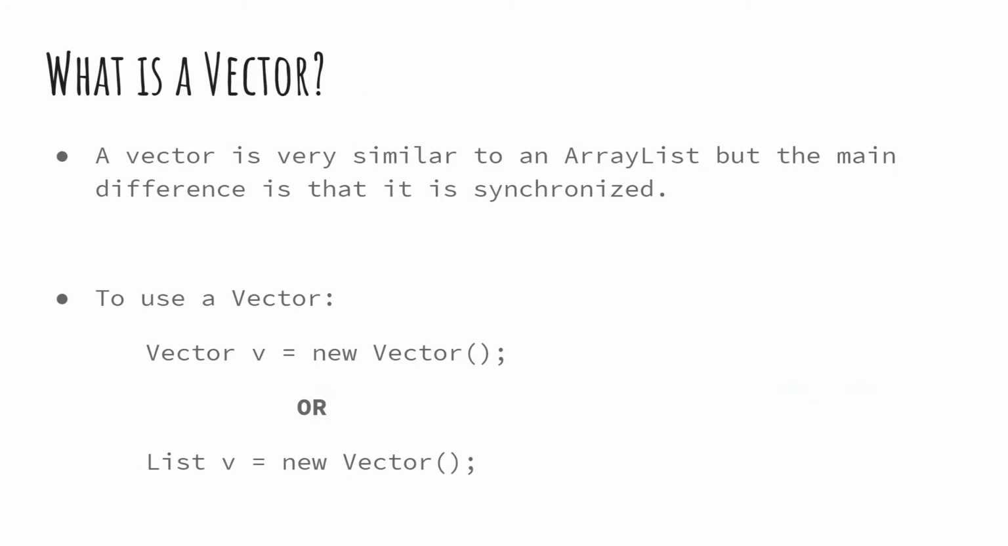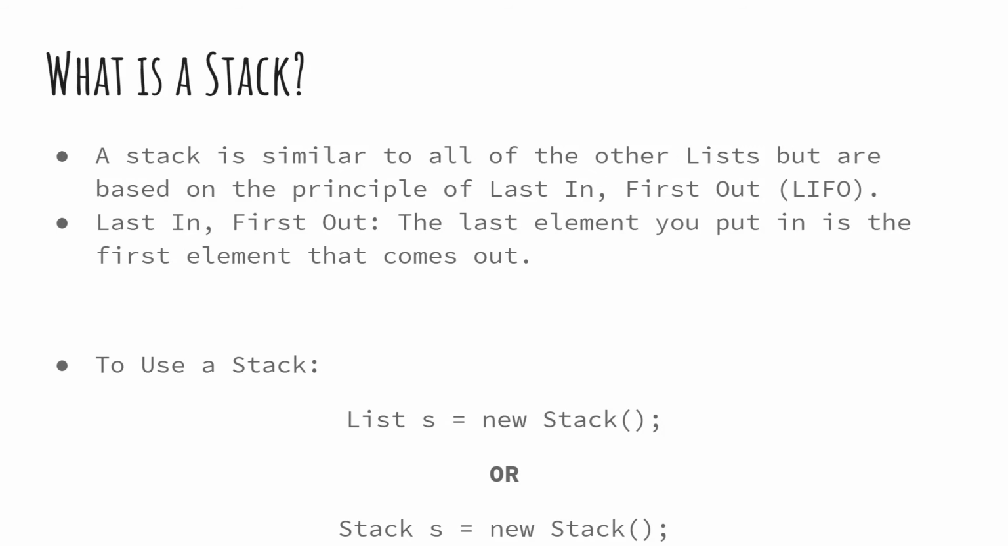Now, there's something called a Vector, and a Vector is essentially an ArrayList, but the main difference is that it's actually synchronized. You're probably wondering, what does synchronized mean? Well, you'll learn more about synchronization when we get to the concurrency unit, and if you'd like to know more about synchronization, I'd recommend y'all check that out. And so in order to use the Vector, you can do Vector v = new Vector or List v = new Vector.